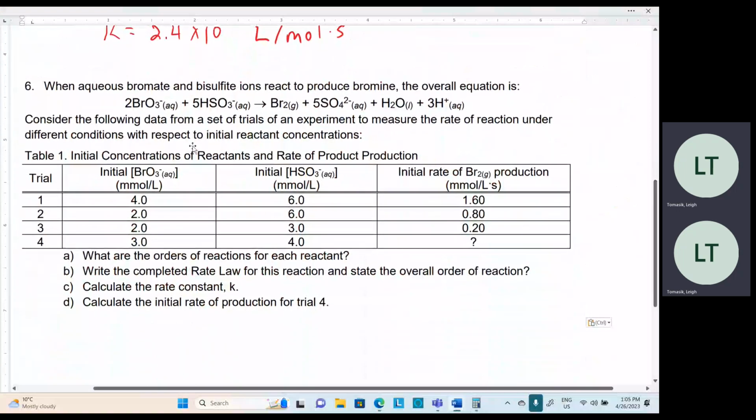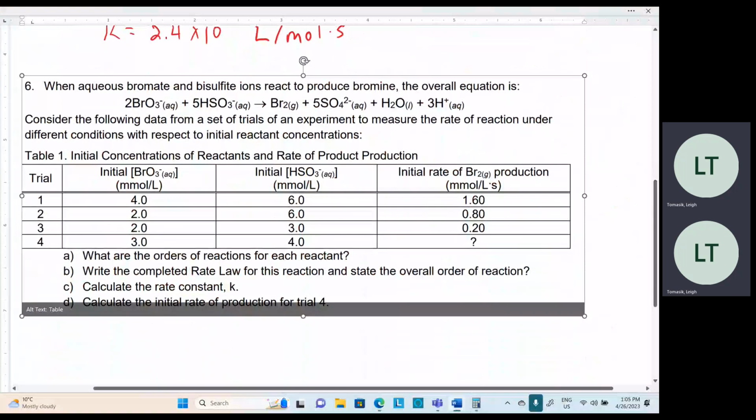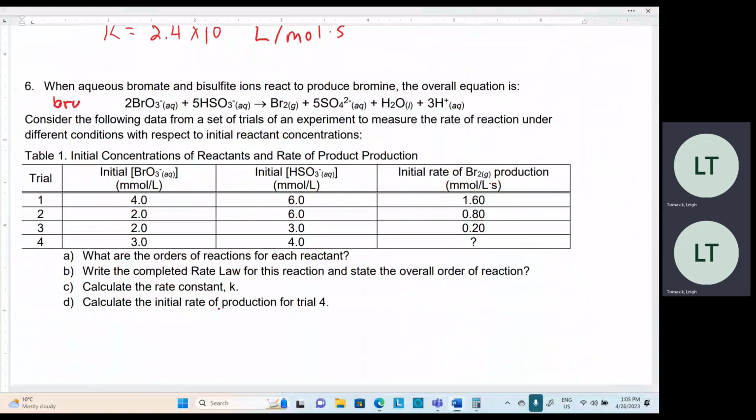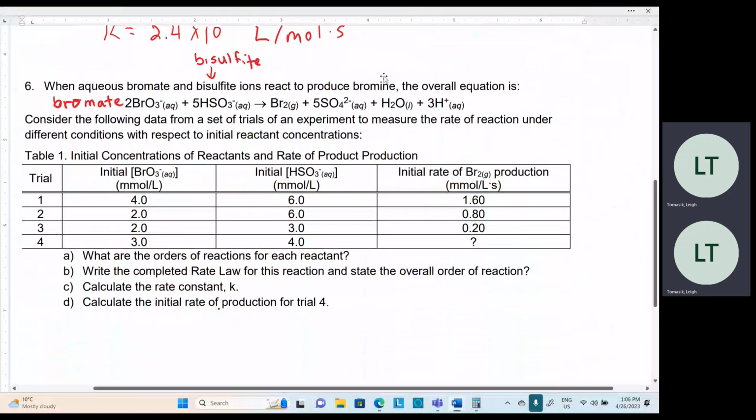It's an ugly looking reaction, a lot of reactants, a lot of products. This first one is bromate, and this one here is bisulfite. And then we have products, right? We have bromine gas, sulfate ions, water, and hydrogen ions.